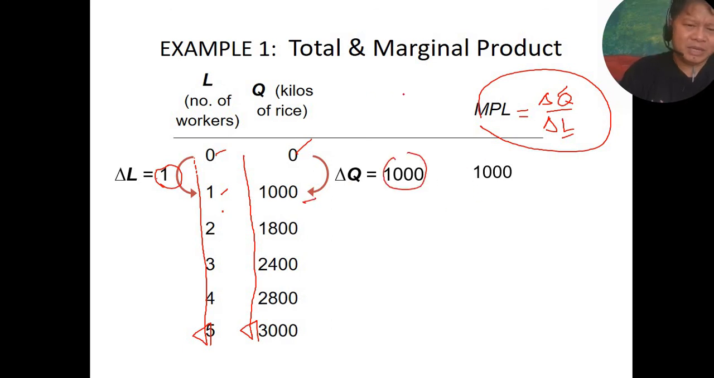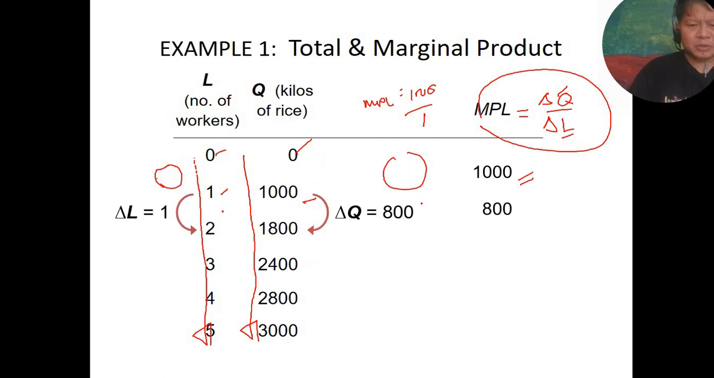And we know the MPL is equal to change in output. So, the change in output here is 1,000 divided by change in labor, the proportion is 1. So, 1,000 divided by 1, that's why our marginal product of labor is 1,000. 1,000 divided by 1 is 1,000. Same here, the change is 800, divided by 1. So, 800 divided by 1 is 800.